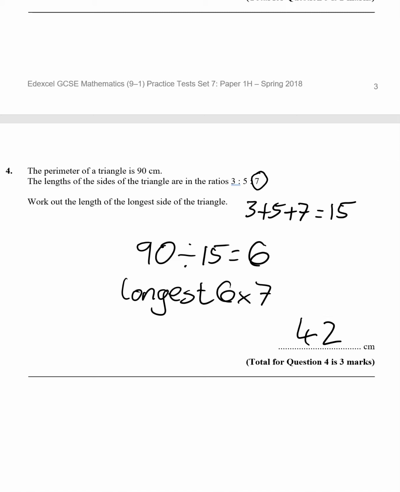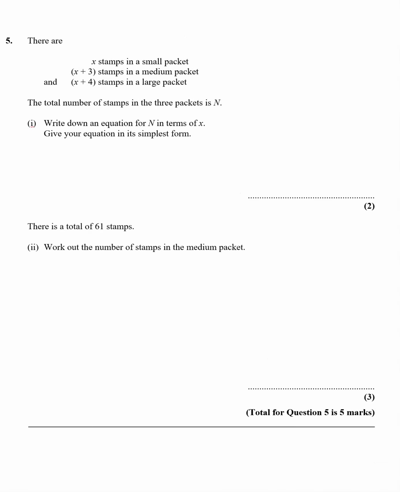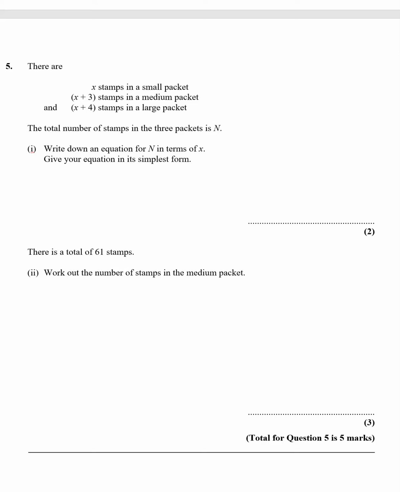Okay, next one. Okay, question 5. There are x stamps in a small packet. x plus 3, x plus 4. Okay, total number of stamps in 3 packets. Write down an equation for n in terms of x. So basically we need to add these 3 together.